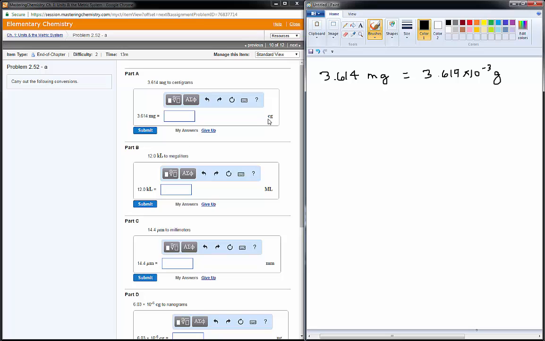Now they want centi, and centi is 10 to the negative 2. So to make this 10 to the negative 2, I've got to move this back this direction. That's 0.3614 times 10 to the negative 2 grams. So that is 0.3614 centigrams.